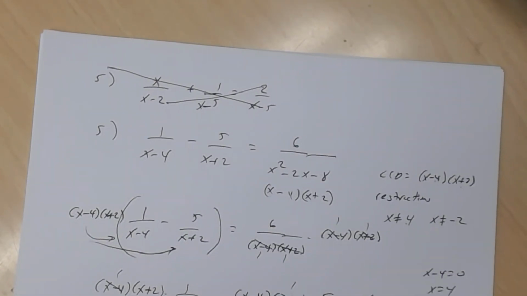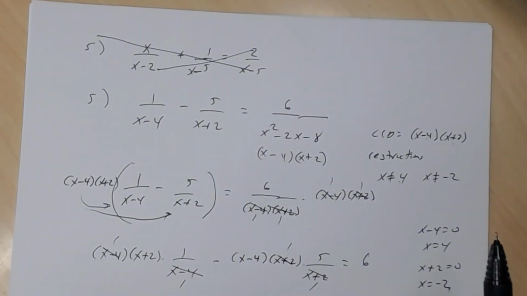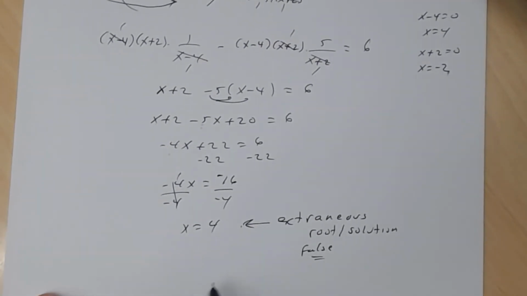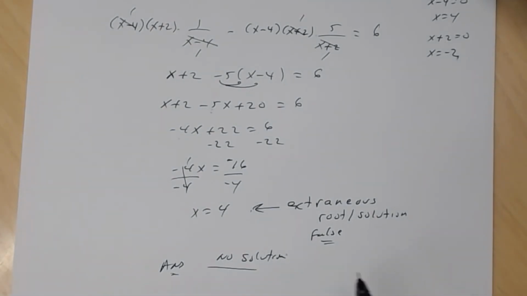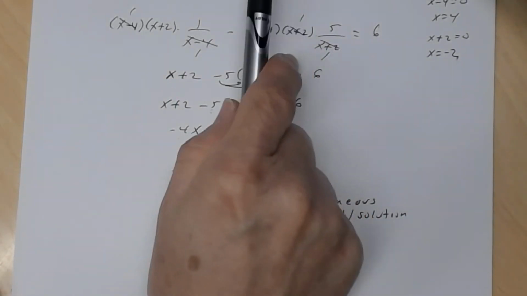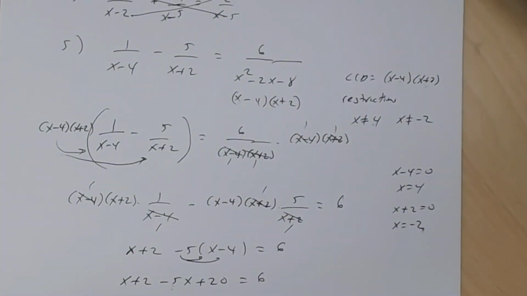I could not divide by 0. I'm sorry, I cannot divide by 0 because 4 made this 0. So then you would say as your answer, no solution. There's no number here. No number will make this equation a true statement.